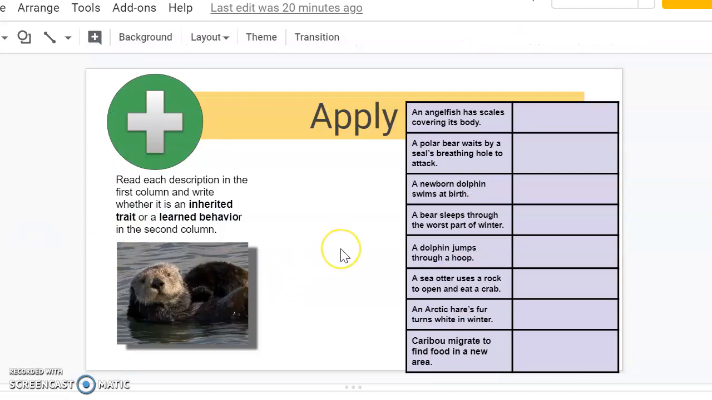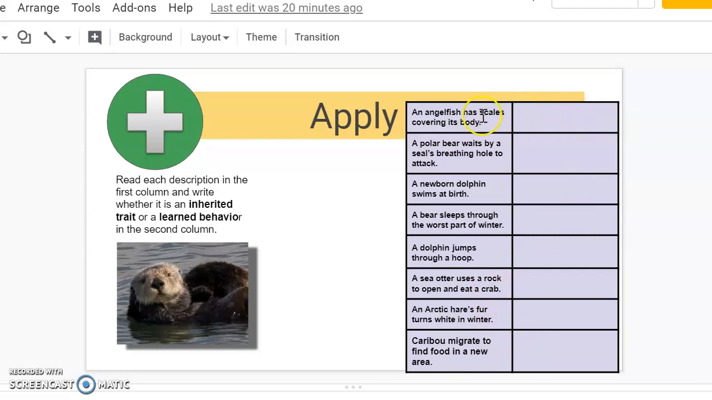Okay, and here, read each description in the first column and write whether it is an inherited trait or learned behavior in the second column. The reason why I bolded the words inherited trait or learned behavior is because you'll be writing those words right here on the side of this table. So what I'm going to do is read through each of these scenarios here with the animals, and I want you to determine whether or not it's an inherited trait or a learned behavior.